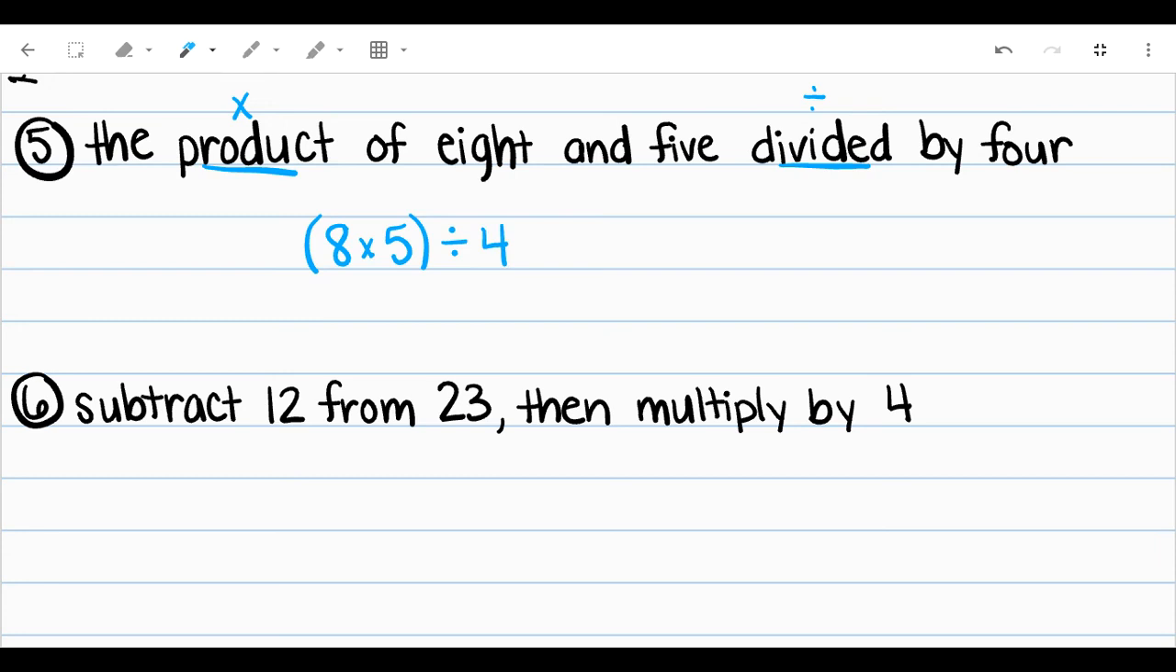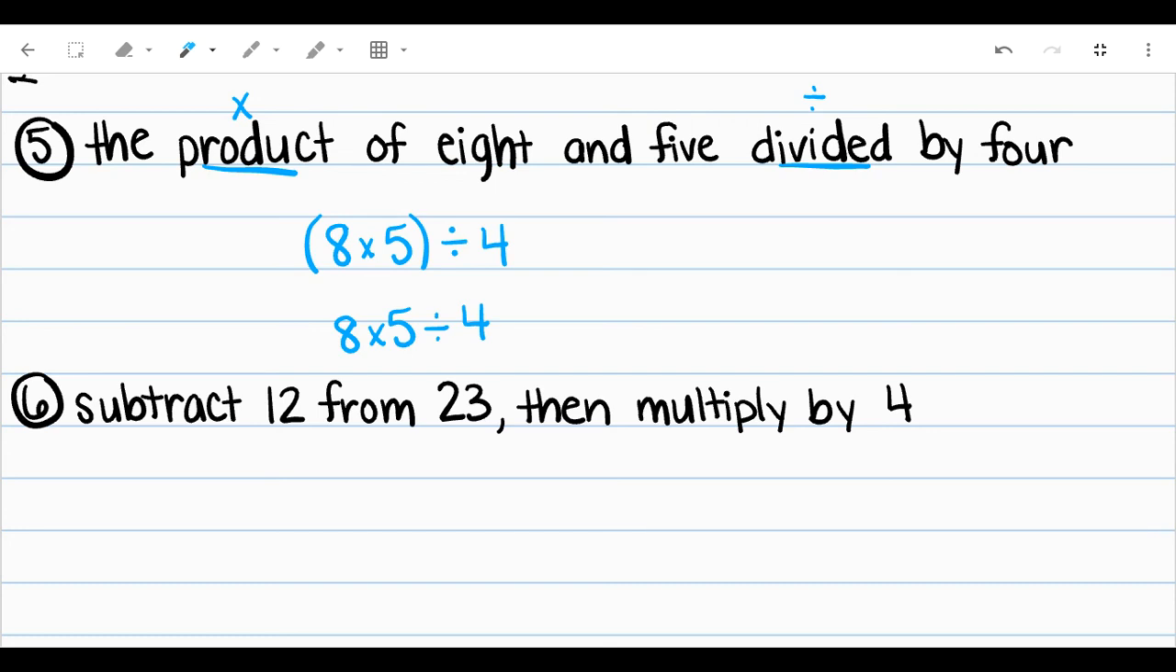But if we think about our order of operations, it says that we do multiplication and division left to right. So it doesn't matter if I have the parentheses or not. I could have just had 8 times 5 divided by 4, and we would still have the same problem, because we know by order of operations that 8 times 5 would be done first, because multiplication and division are done left to right.